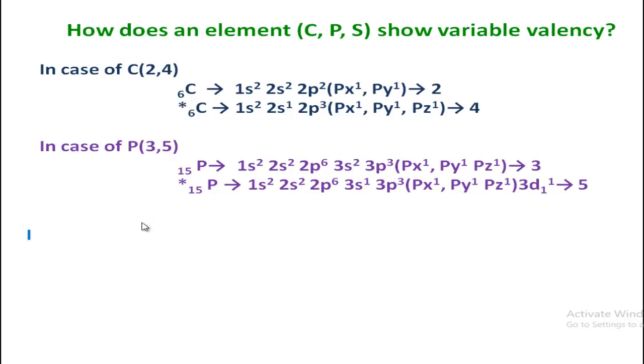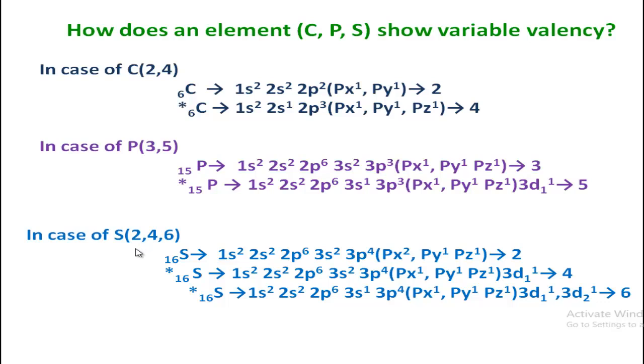Now we will see the example of sulfur. You know that sulfur shows variable valencies 2, 4, 6, and this is the electronic configuration. According to the configuration, the number of unpaired electrons is 2, so the valency is 2. But in the excited state, one electron from the 3p orbital enters into the first 3d type orbital. For this the number of unpaired electrons will be 4 and the valency is 4.